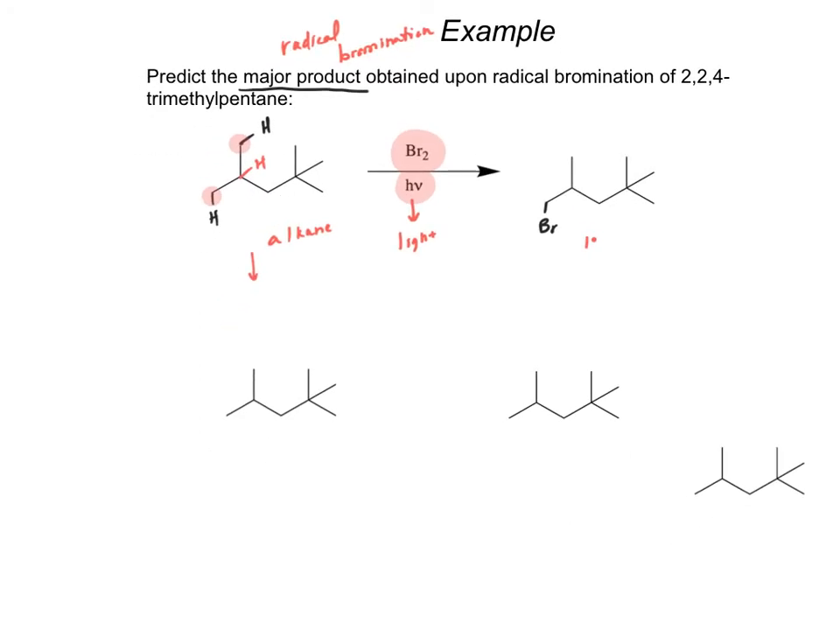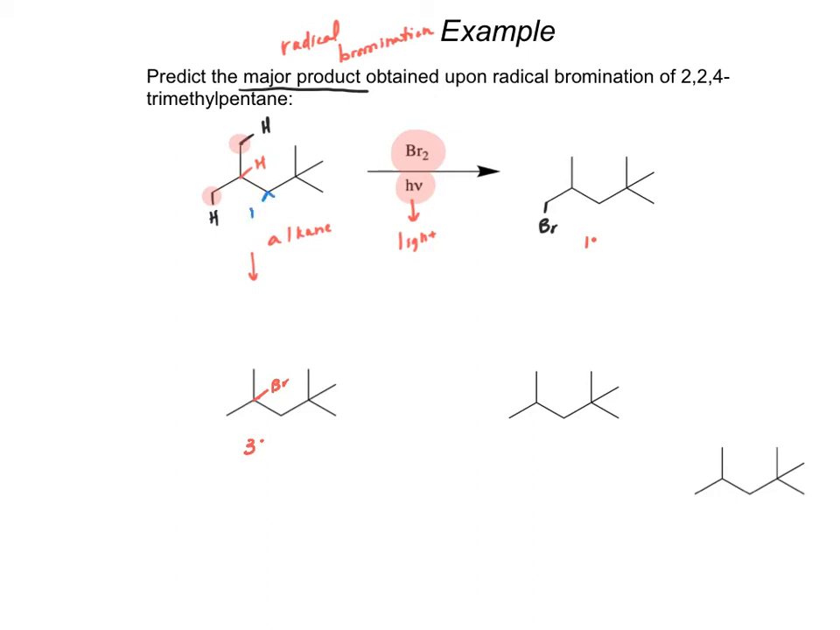Now, if we had gone in and instead abstracted, let's say, this hydrogen, that would have given us a radical forming here, which is a nice tertiary radical. And then long term, that tertiary radical, after the halogen abstraction step, would have given us our tertiary alkyl halide. We have other options here.